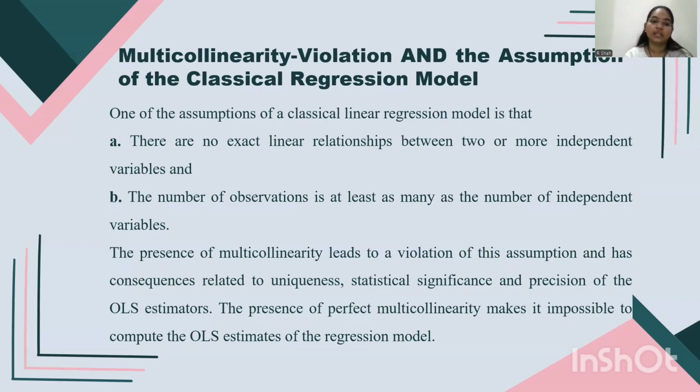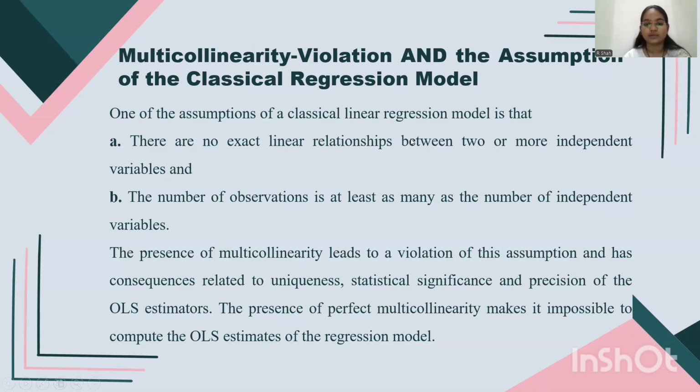We talked about this before in the sources. There should be no exact linear relationship between two or more independent variables. As we saw before, orthogonality is a must. If orthogonality is violated, it may lead to multicollinearity. And the number of observations should be at least as many as the number of independent variables.